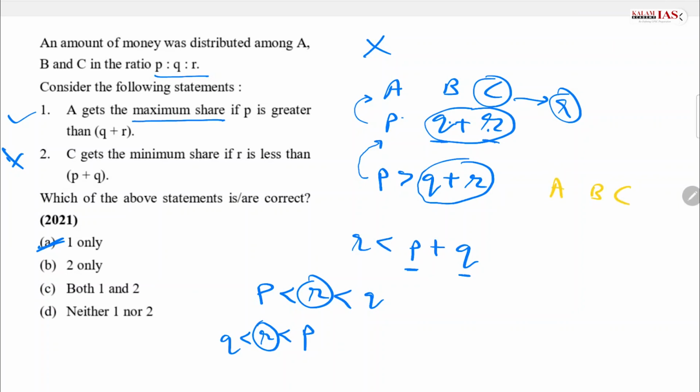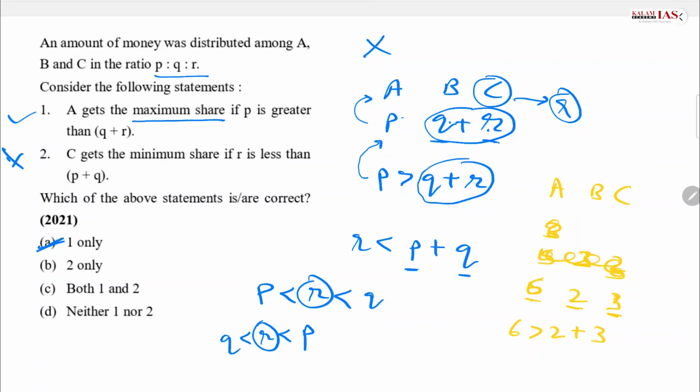Suppose the ratio of A, B, C is 6, 3, 2. Now if P, here 6, is greater than 2 plus 3, that means A has the greatest share among all the three. So the first is correct.